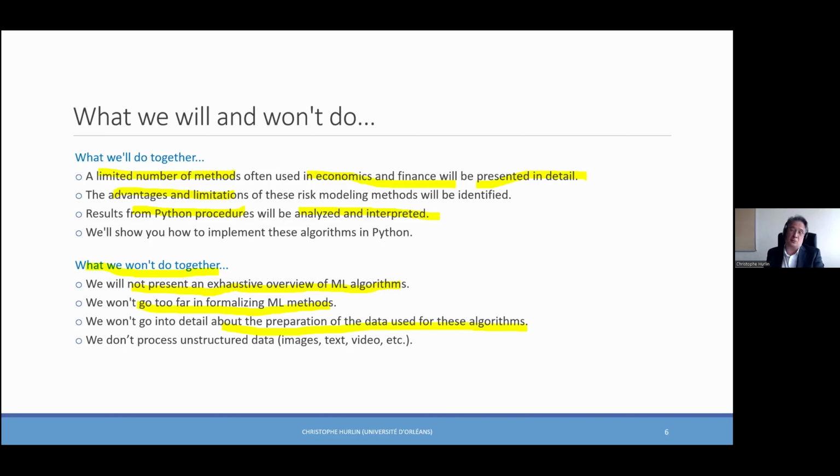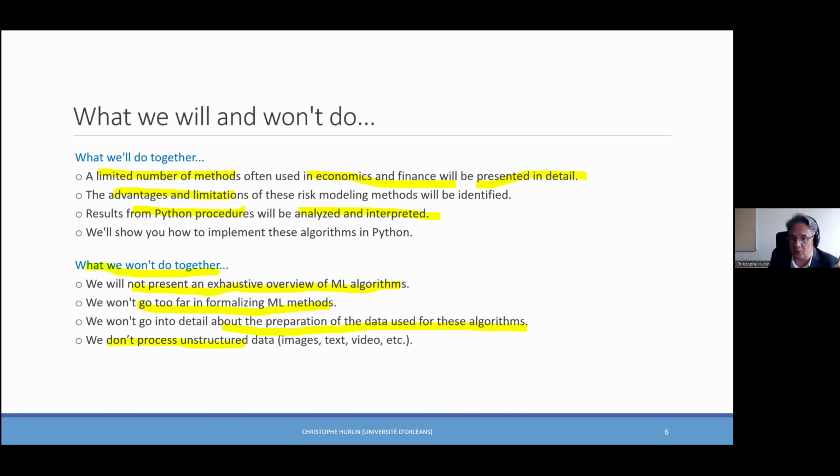We won't go into detail about the preparation of the data used for these algorithms. So I will not discuss with you how to prepare the data, how, for instance, to transform your categorical variables into dummy variables, or to discretize the continuous variables, or the discussion about the standardization, normalization of the variables, because I don't have time to discuss the preparation of the data, what we call feature engineering or data engineering, that constitutes the phases before the implementation of the machine learning algorithm.